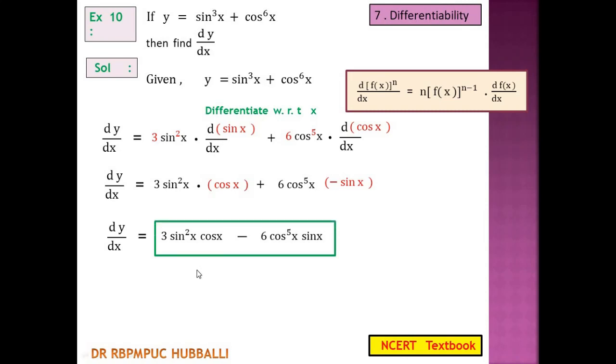So this is the derivative for the given function, and here it is addition. So individually you differentiate. Sine cube separately, cos raised to 6 separately. I hope you understood.